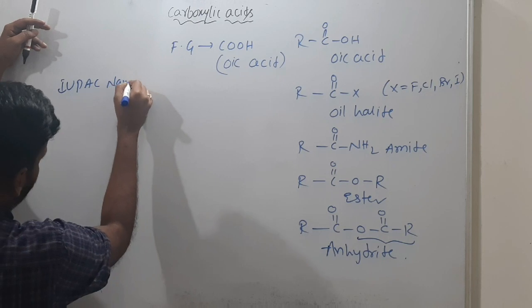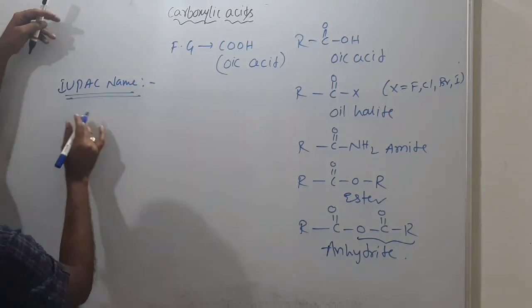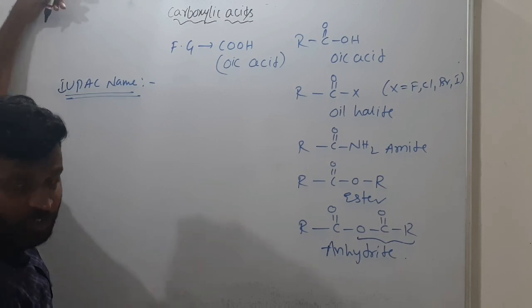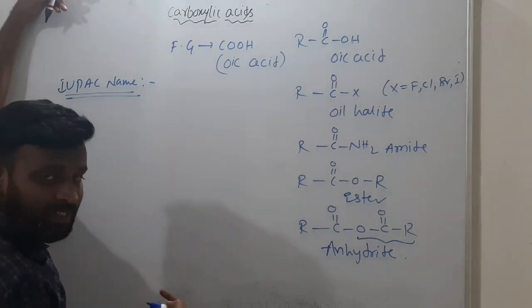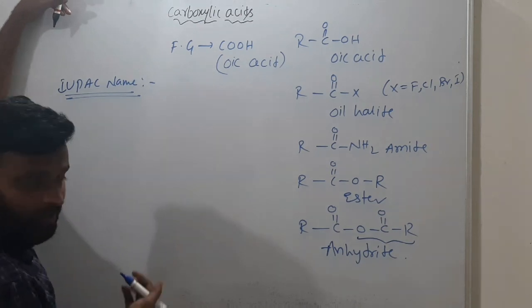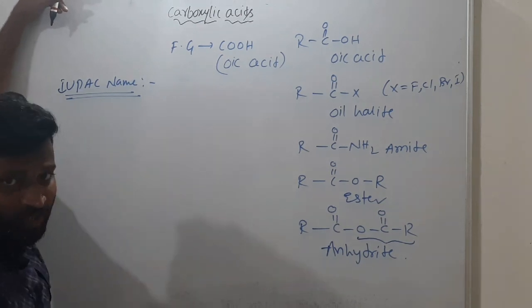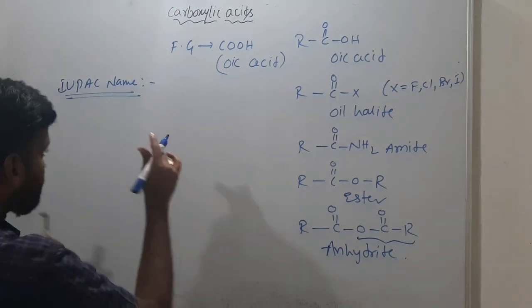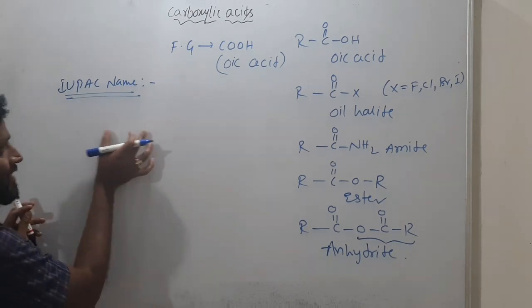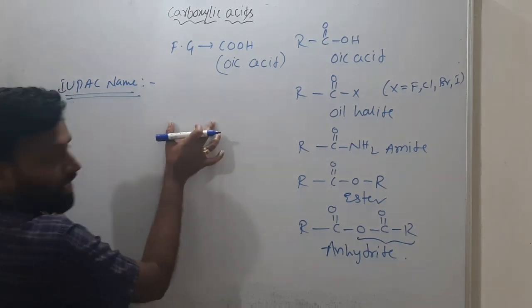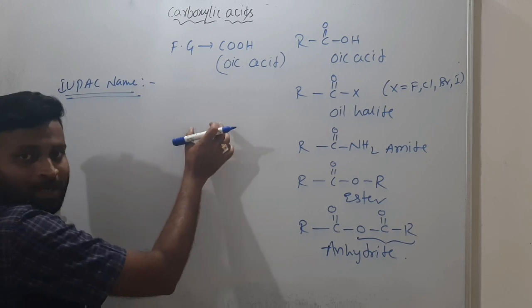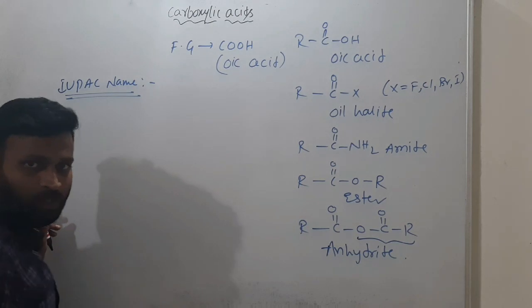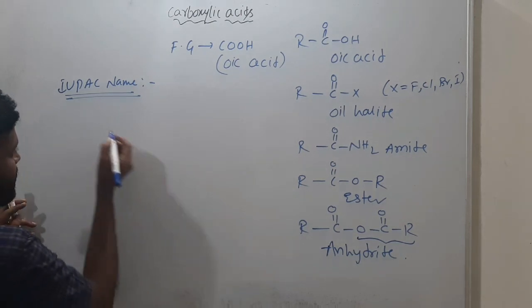So simply, IUPAC names if you want. I told you the order of preference of groups, which functional group is most preferable and which is least preferable. COOH has the highest preference after SO3H. Do you remember this? So the COOH group is attached to the carbon chain, and it must have the lowest number possible. Understanding what I am saying?